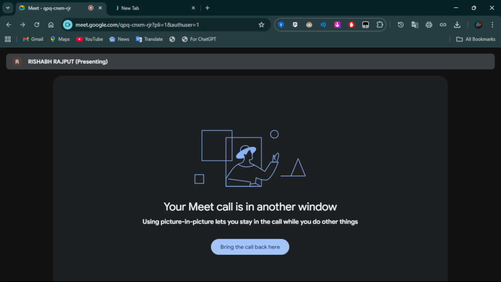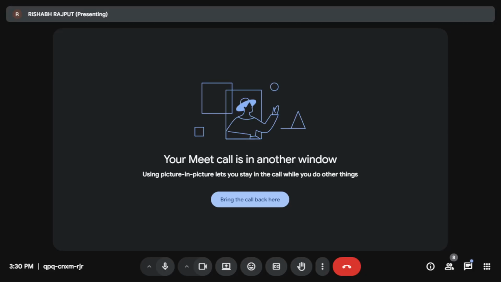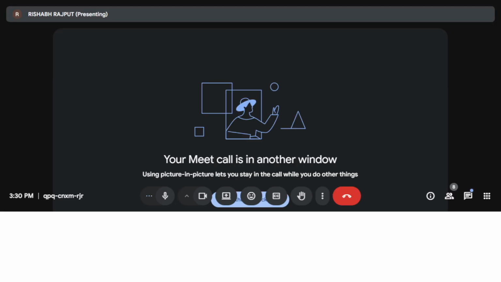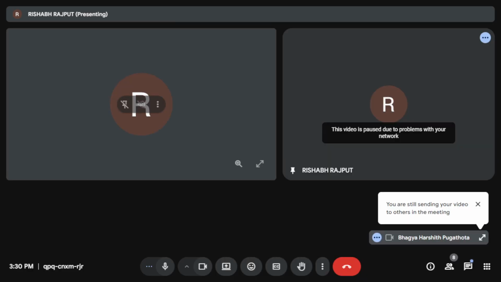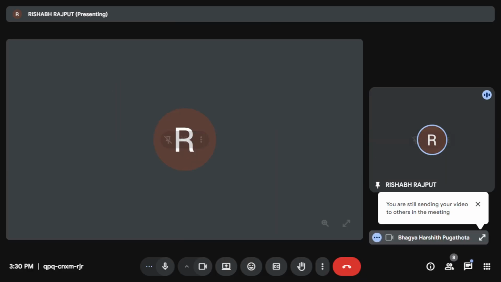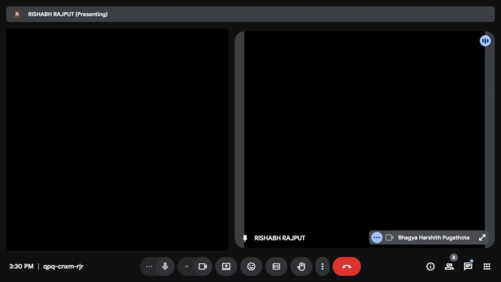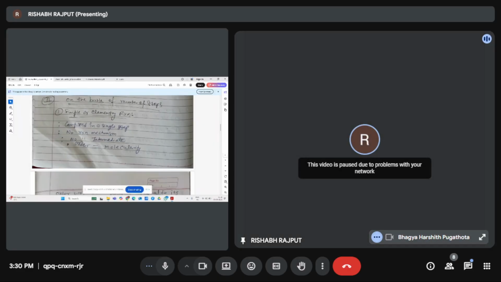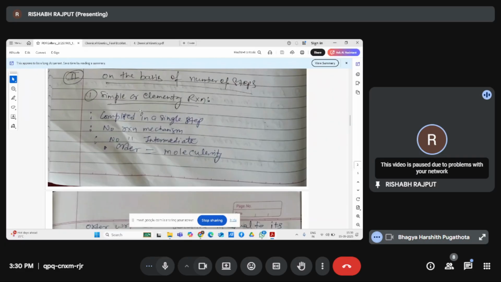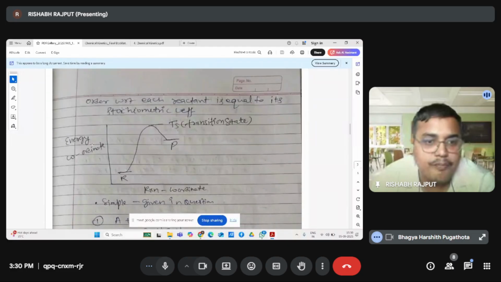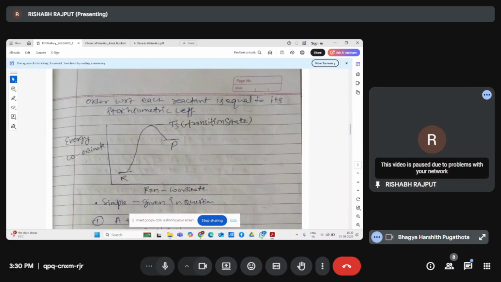I'm saying again, for a single elementary reaction, your order value and molecularity value are the same. For a simple elementary reaction, your order value and your molecularity value are the same. Please remember that, it is very important here. The order value and molecularity value are the same for a simple reaction. I will draw the graph here. I also discuss this point.